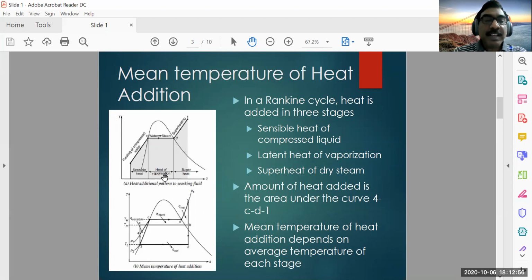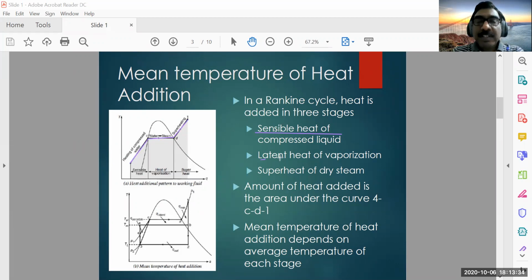Typically, if you see, this is a Rankine cycle. In this Rankine cycle, from this point we are going to add the heat till this point, right? There are basically three stages of heat addition. So what are the three stages? One is the sensible heat of the compressed liquid. This is the compressed liquid. We are adding the sensible heat till the saturation point.